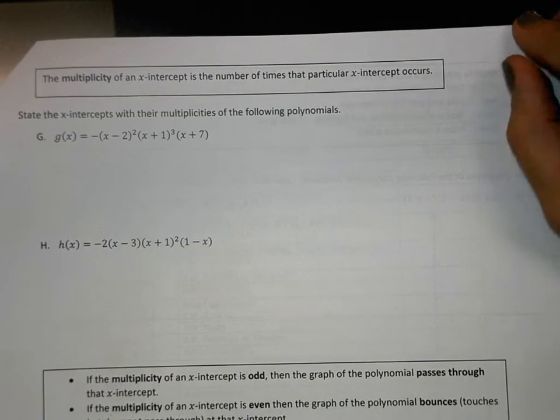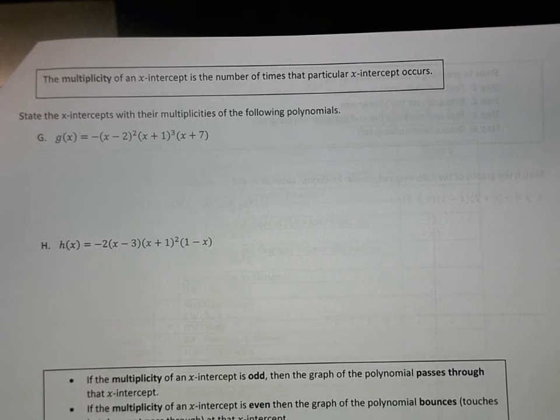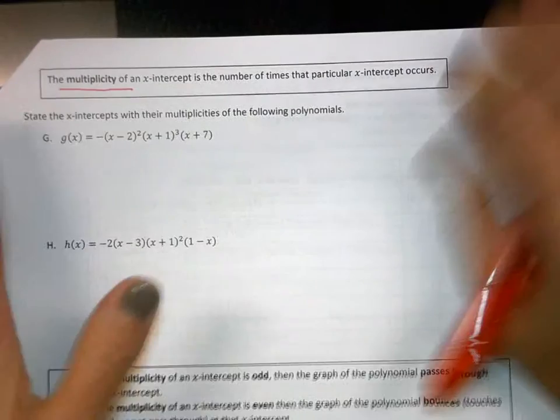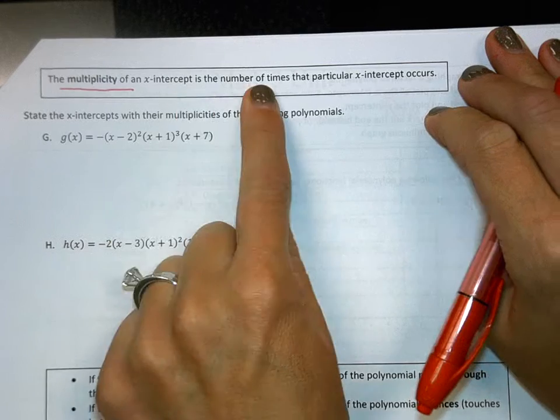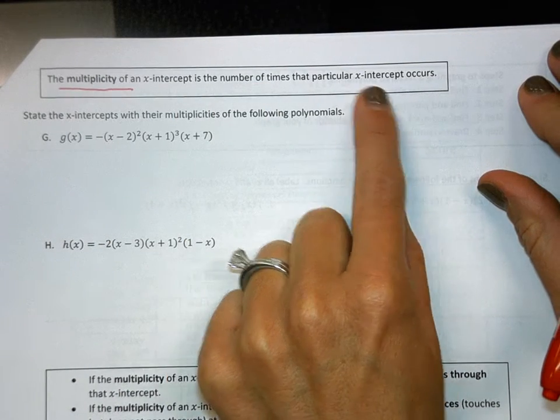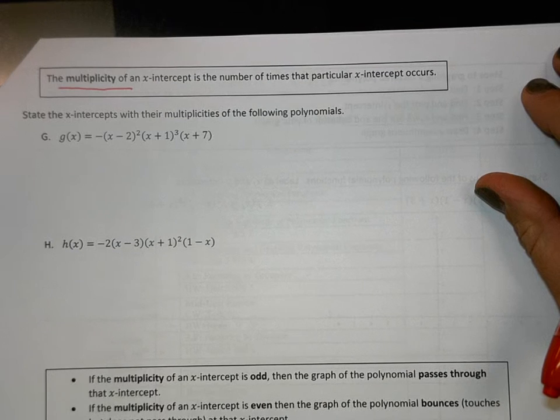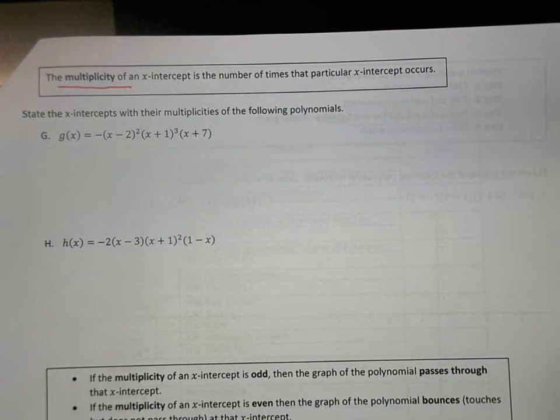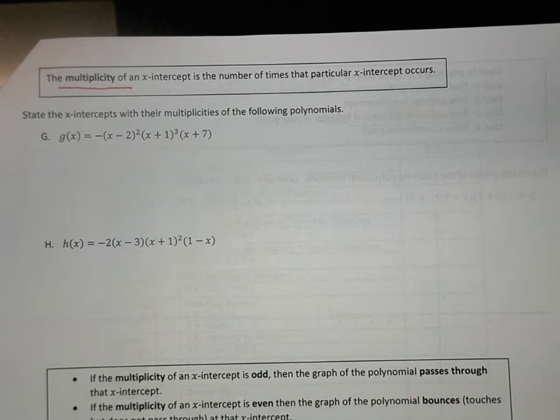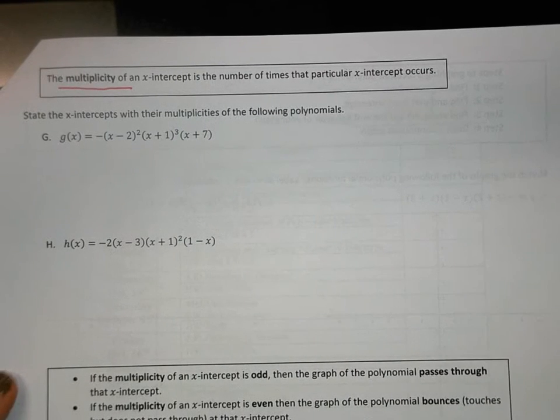Okay, so the next thing we're going to talk about is multiplicity, okay? And so multiplicity of an x-intercept is the number of times that particular x-intercept occurs. So we just kind of talked about on the previous page how when you have a squared, there's actually almost like 2 ones, okay? But I want us to actually go down and look at this bottom part, and then we'll go back up here to these top examples.